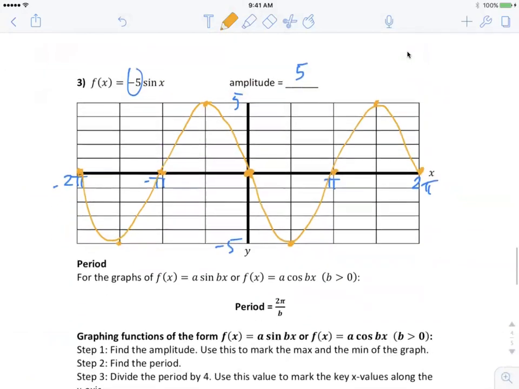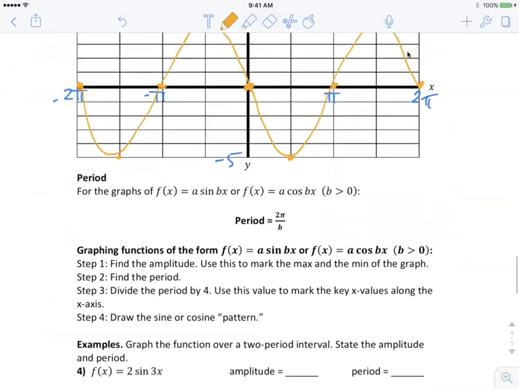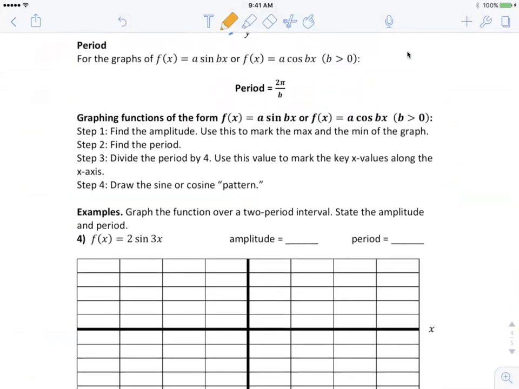Okay. The next thing is the period. Your period will change if you have a number in front of the x. So notice here, these graphs, there's a b in front of the x. So there's a little formula for it. Normally the period is 2 pi if there's no b, or if b is equal to 1. And if b is any other number besides 1, you can find the period by taking 2 pi divided by that value b. Okay. And then I put some steps here, just some general ways to graph anything of the form a sine bx.